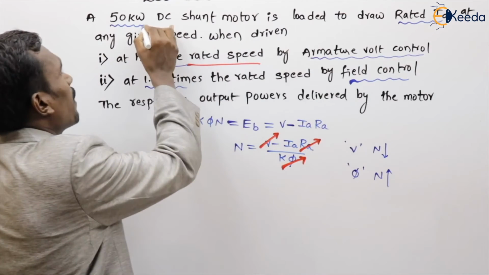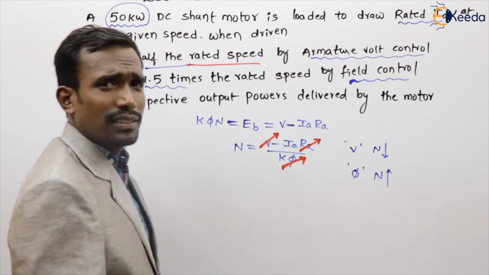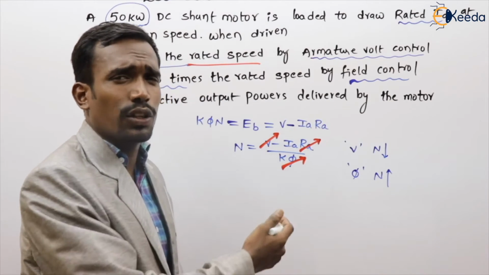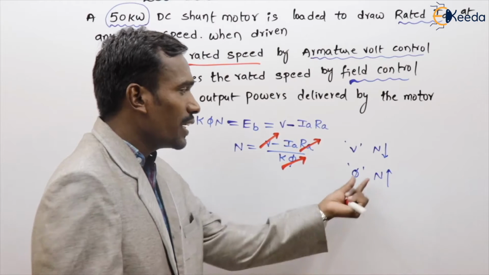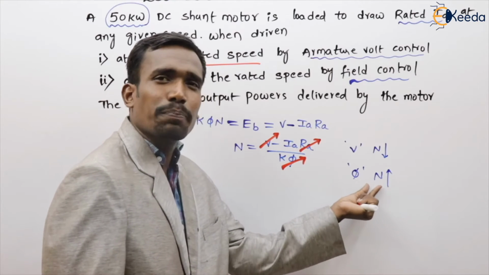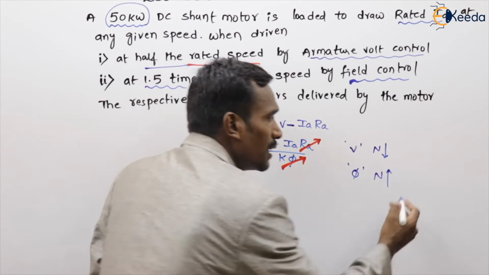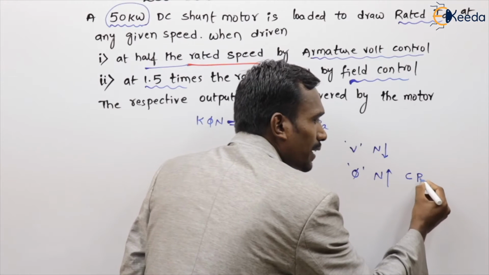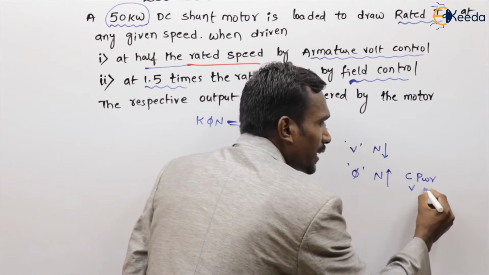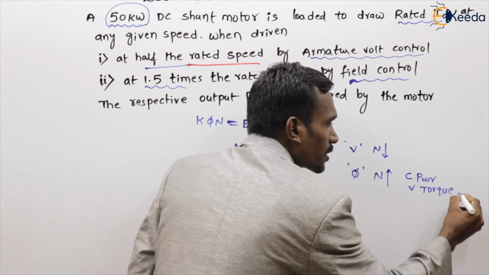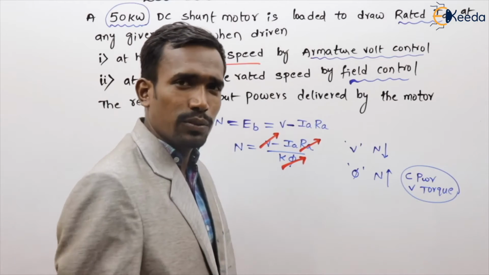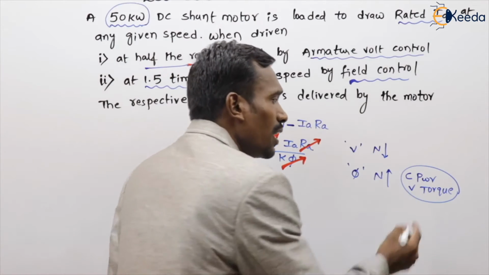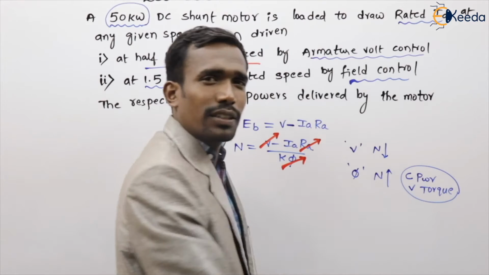Generally, the power given is 50 kilowatts. Now, at this condition, the respective power outputs are the question. Generally, in above rated speeds, the torque is variable and power is constant. Nothing but a constant power, variable torque drive. In this case, when flux reduces, torque also reduces. That's why it is a constant power, variable torque drive.